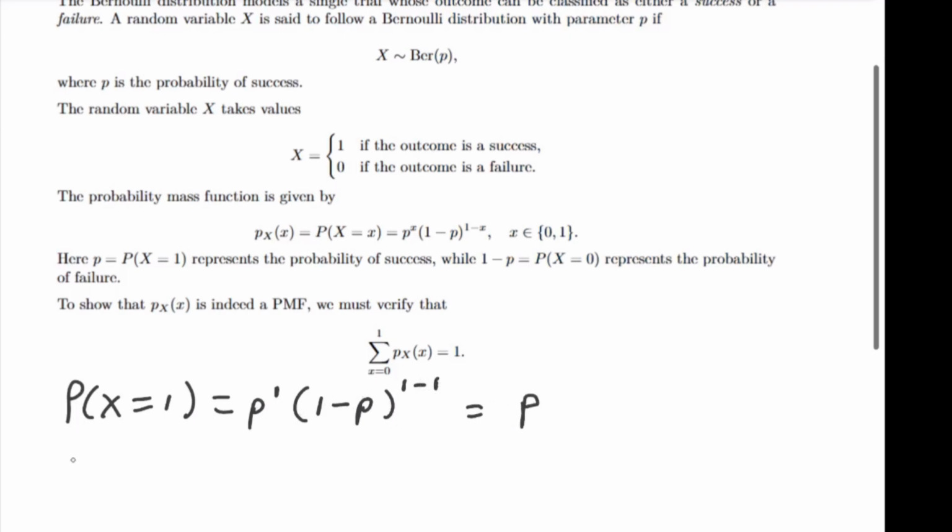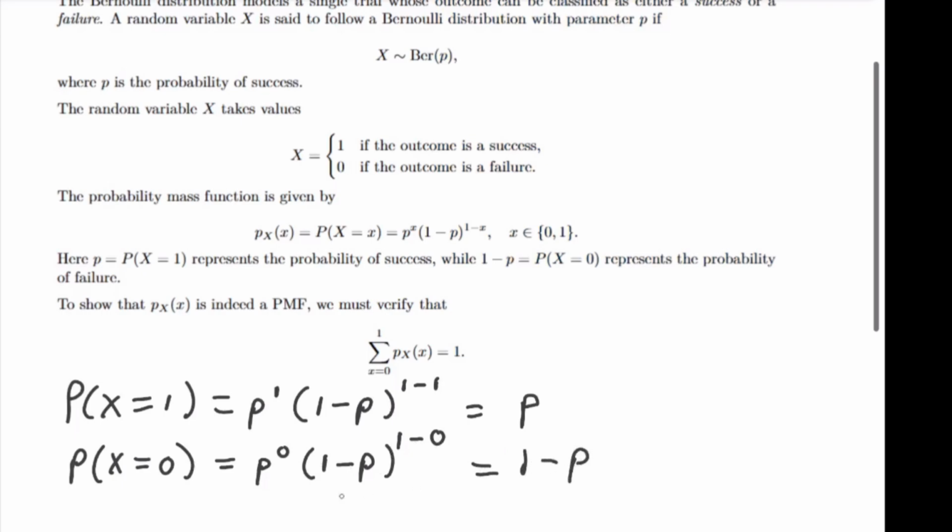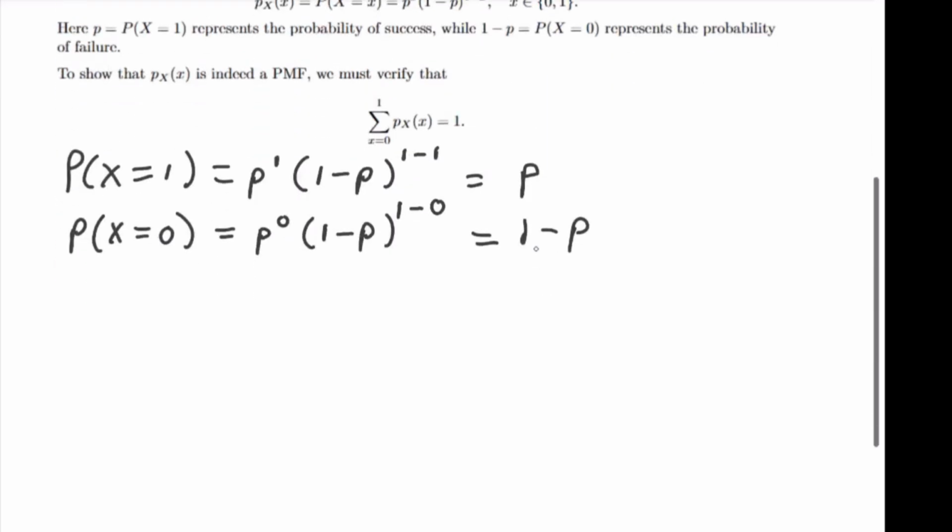All right, and the probability that X is equal to 0, this is p to the 0 times 1 minus p to the 1 minus 0, right? 1 minus 0 is 1. 1 minus p to the 1 is 1 minus p. And of course, p to the 0 is 1, right? So that's how we get the probability of success and the probability of failure using our PMF. Okay, so now let's go ahead and verify that this is indeed a PMF, using the fact that all the probabilities need to add up to 1.